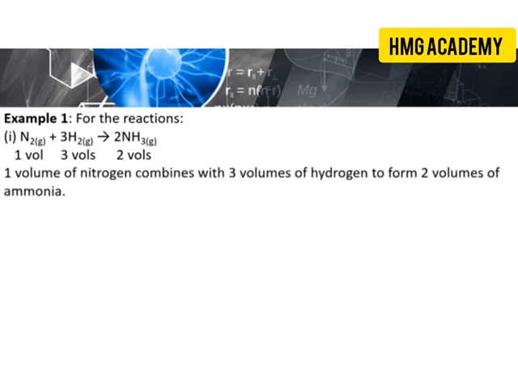Now, a second one, 2H2 plus O2 to give us 2H2O. In the same vein, you will see that 2 volumes of hydrogen will combine with 1 volume of oxygen to give us 2 volumes of water.